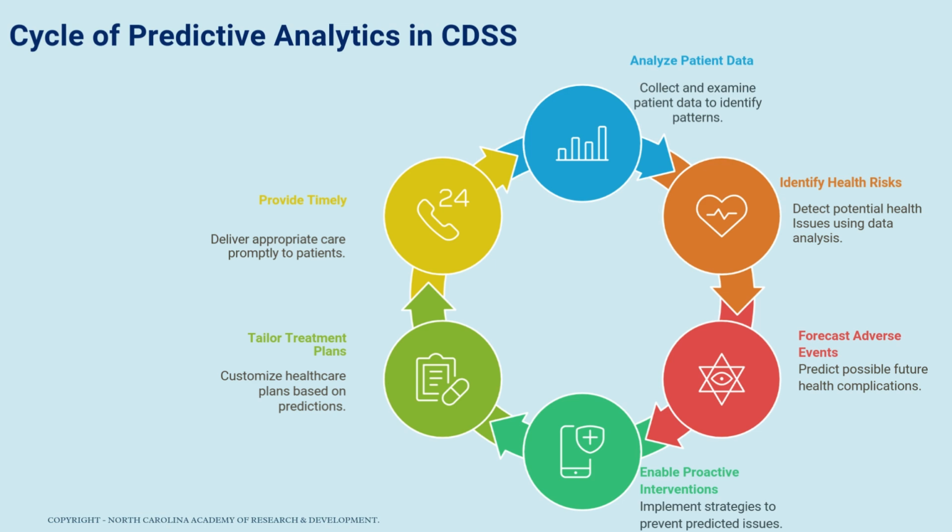A quick example to understand clearly. A 55-year-old heart patient with rising blood pressure and cholesterol is flagged. The system warns that he's at risk of a cardiac event within 3 months. With that alert, you immediately adjust his medications and dietary plan, preventing a potential emergency.